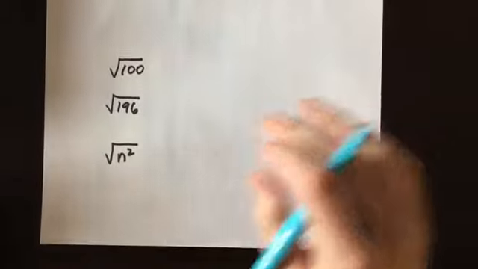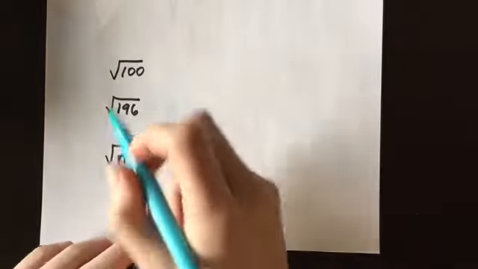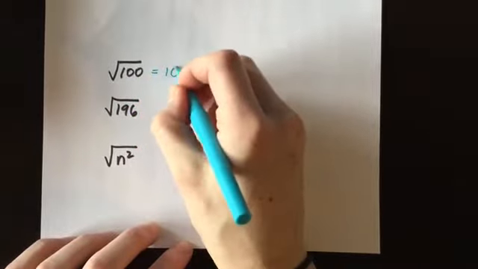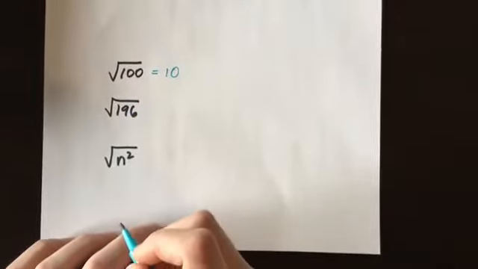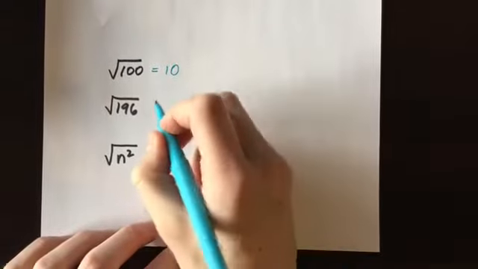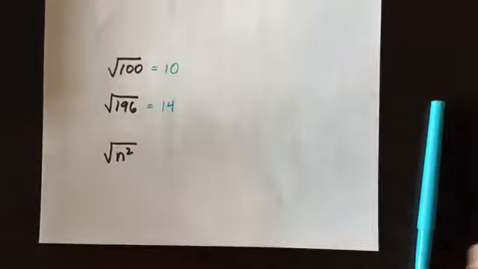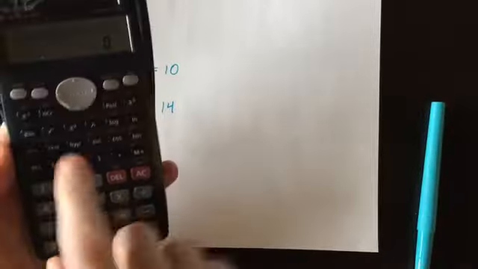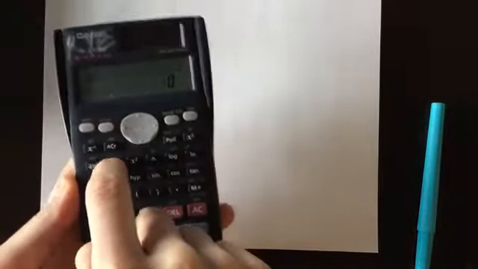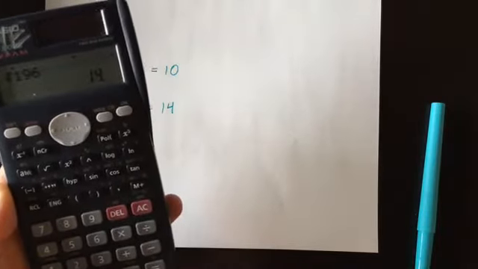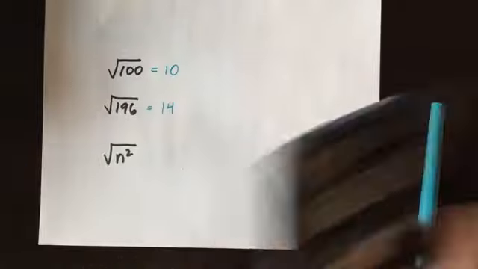Okay, and we should have our perfect squares memorized up through 15. 15 squared is 225. This way, quick recall, we know square root of 100, that's 10. Square root of 196 is 14. If you weren't sure about that, you could always use your calculator. We do have technology. You want to use your radical symbol. We're pushing that first, then putting in our number, 196, push equals, boom, 14.